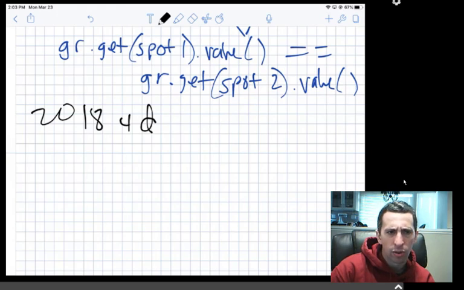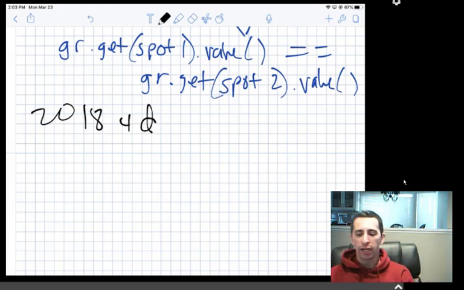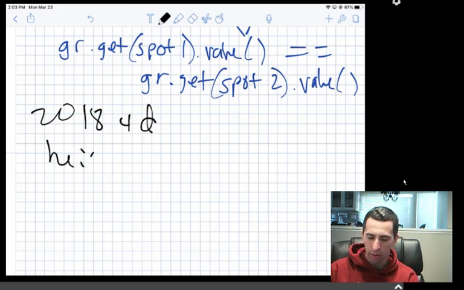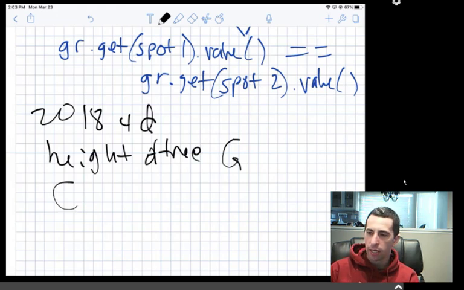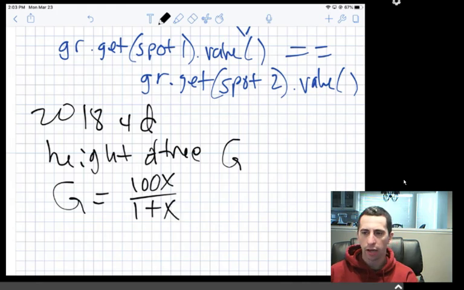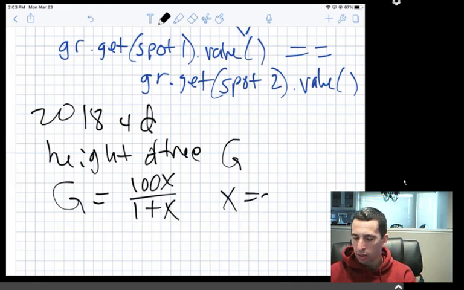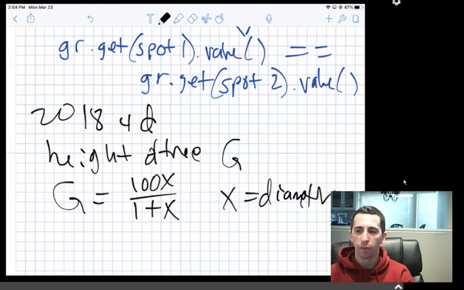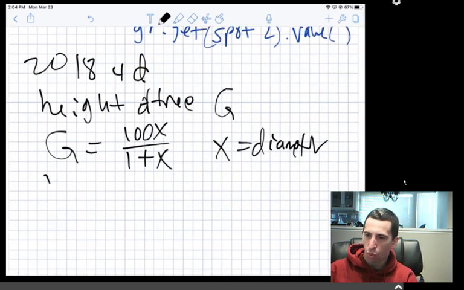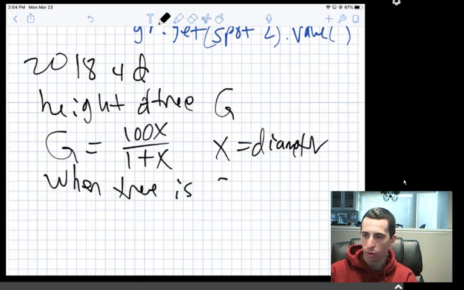Okay. So what's going on in this problem is they give you the height of some tree. The height of a tree is G, and they tell you G is 100x over 1 plus x. And they tell you x is the diameter of the tree. All this stuff I'm writing down is good stuff that you should probably write down too. X is the diameter of the base of the tree.